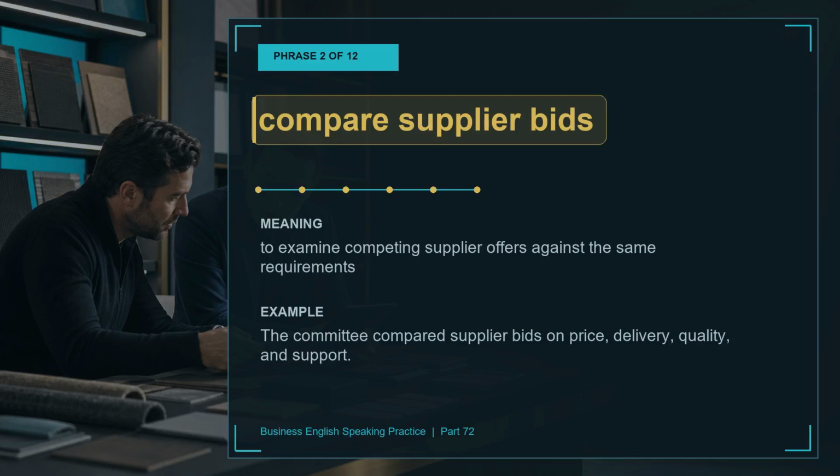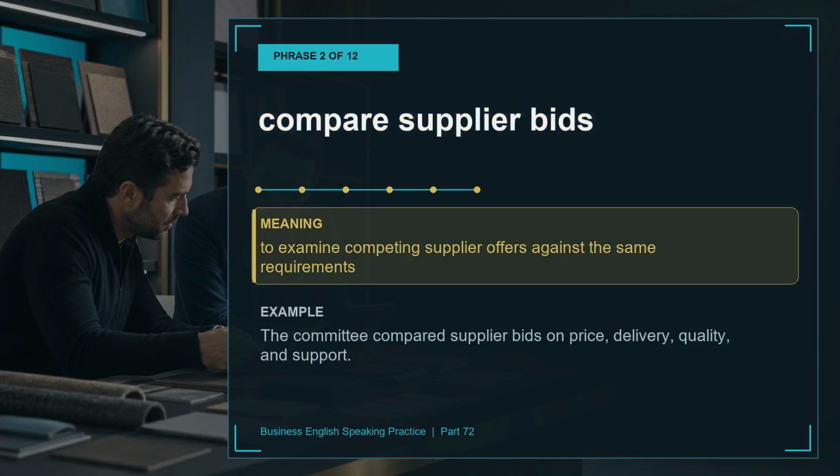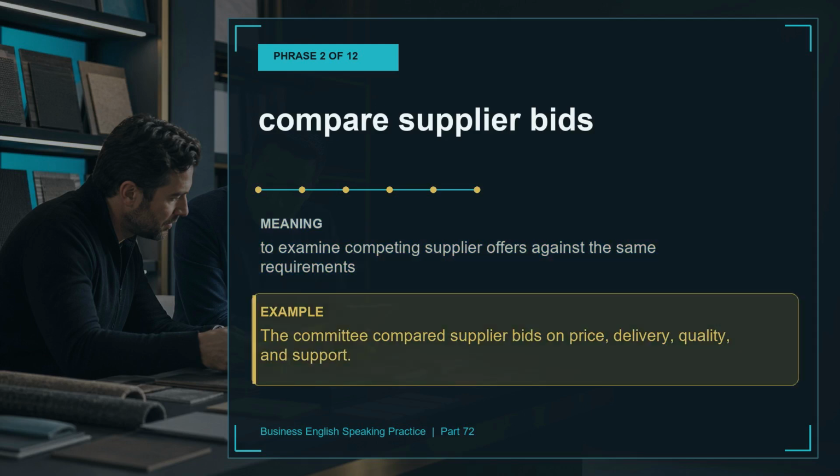Phrase 2. Compare supplier bids. Meaning, to examine competing supplier offers against the same requirements. Example, the committee compared supplier bids on price, delivery, quality, and support.